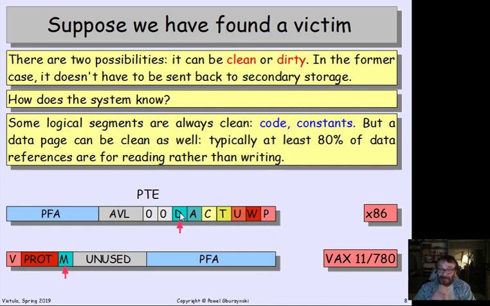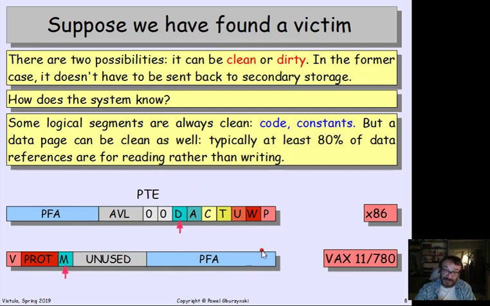Later on, when the system looks at this bit and it sees that the bit is set, it means that the page has been written into by the program. So the page is dirty. So the cost of victimizing it, well, is higher. The page has to be sent to its backing storage. This bit may be called differently on different architectures.